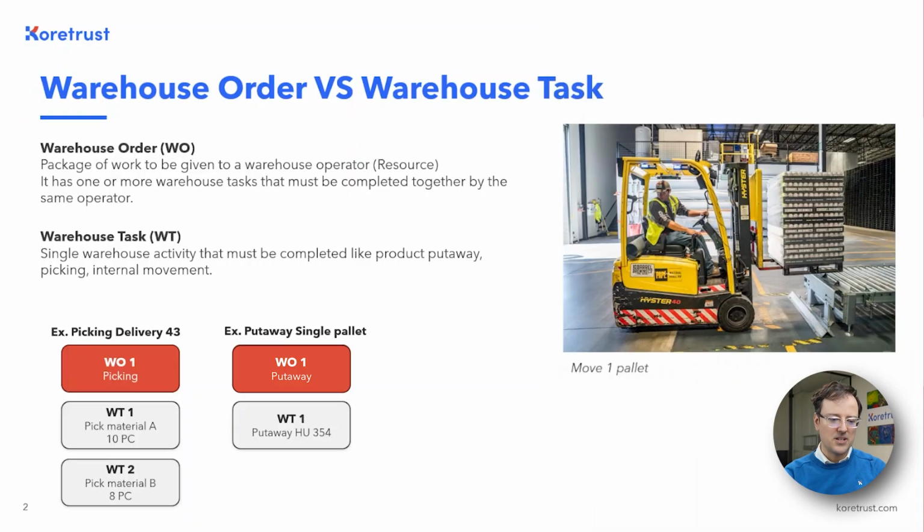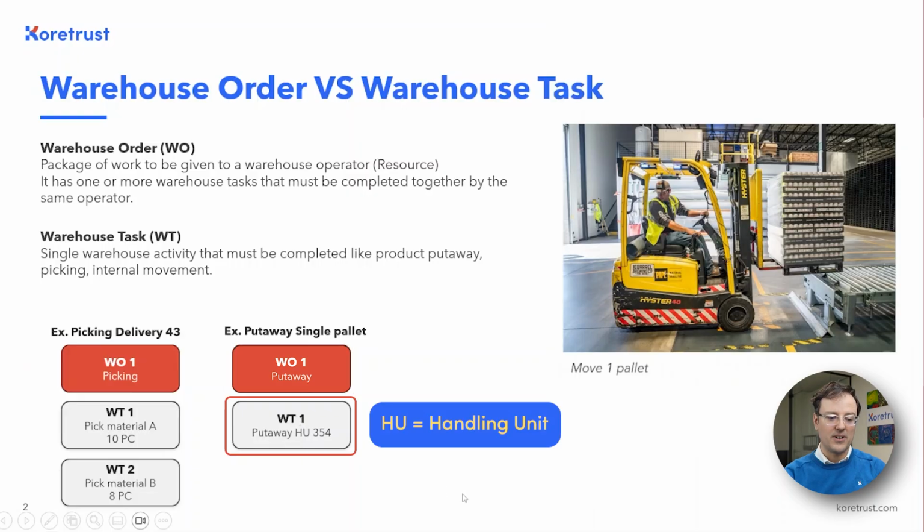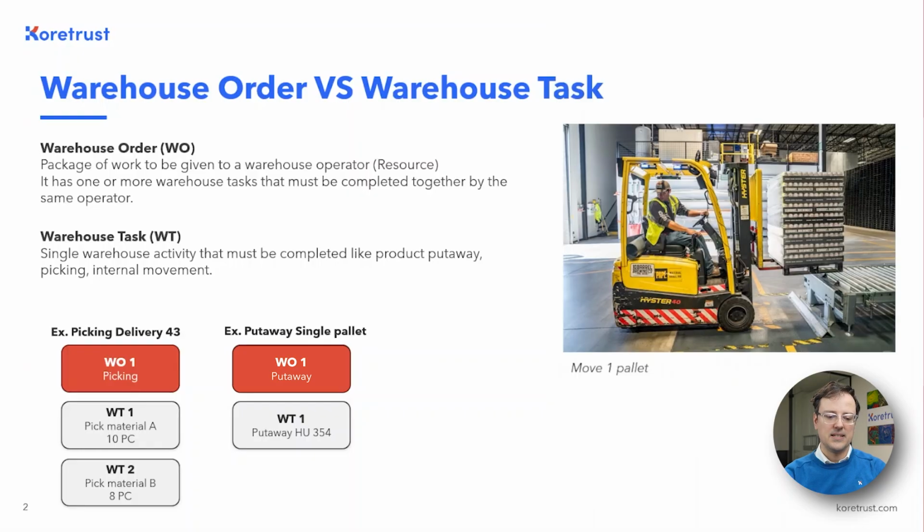All right. Another example is I have warehouse order 1 for put away. So the warehouse order itself will be a put away warehouse order, and there's only one task. In this case, it's put away of the HU 354. So the single task is to put away a specific handling unit, where the handling unit is a container of goods, so it can have one or more materials inside. But in this case, I'm moving a handling unit, and it's a single task, a single move, a put away that is within the single warehouse order. In this case as well, the warehouse order is a put away warehouse order.